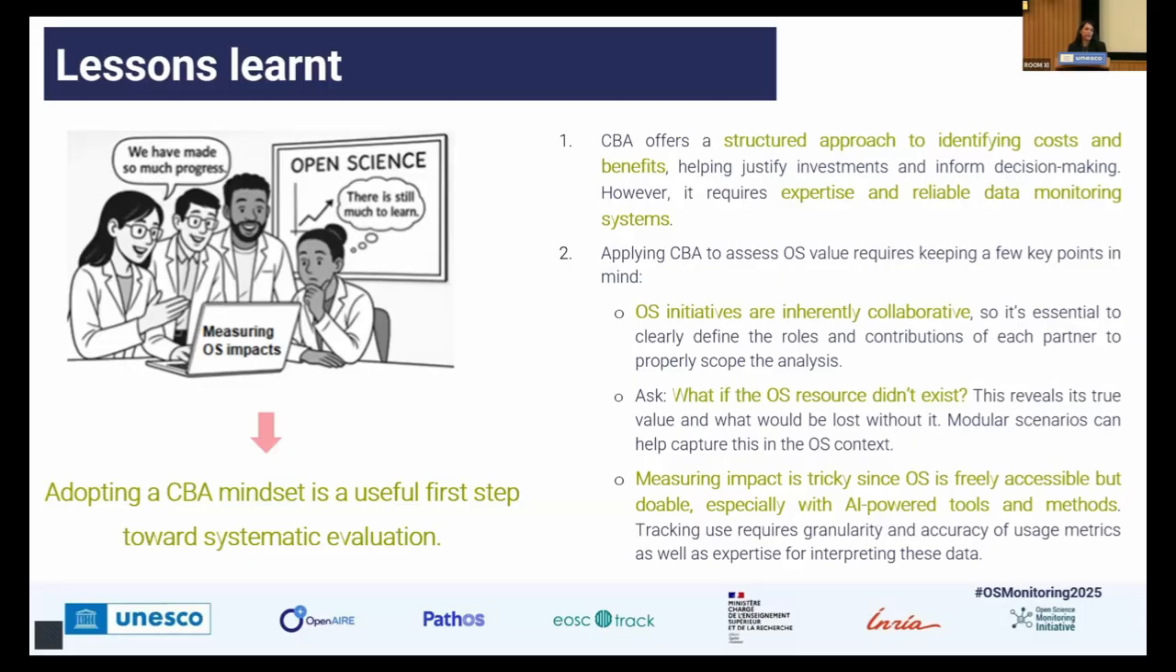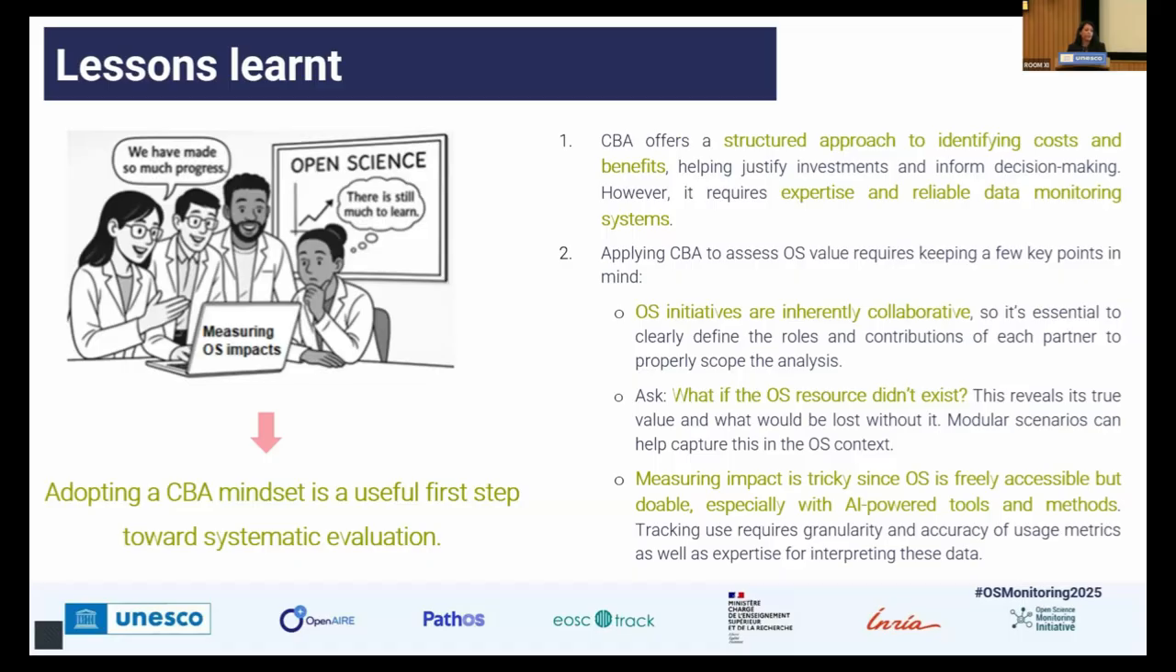what we learned is also that when applying this methodology to open science, we should keep in mind that these are collaborative resources. So take a multi-stakeholder approach. Try to understand who are all the stakeholders involved in open science, and also try to understand if these open science resources are already built or not on existing databases, on existing previous resources. This is really important to define the scope of our analysis.